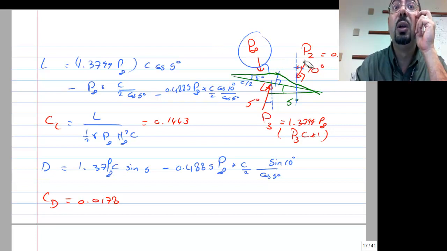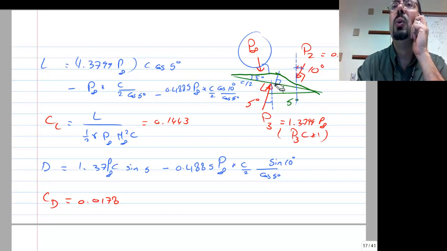So this P2 is multiplied by not the chord, not the chord over 2. This P2 is multiplied by this. How do I get this length? Out of this triangle. So out of this triangle, this angle is phi, and this is C over 2. So that's why it's C over 2 cosine phi. Okay?